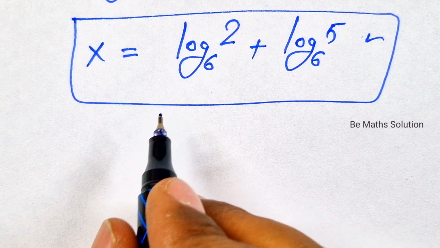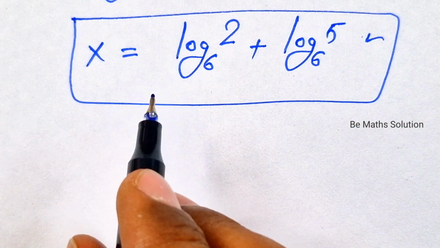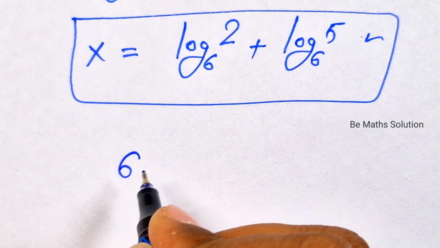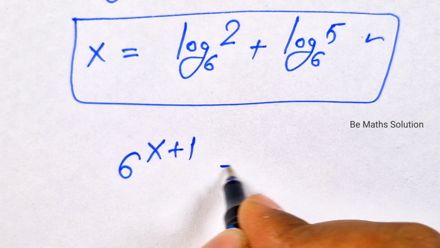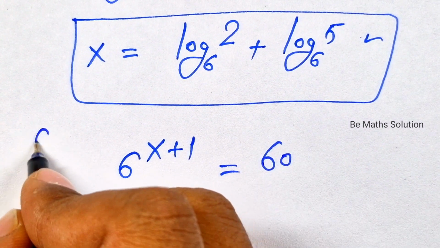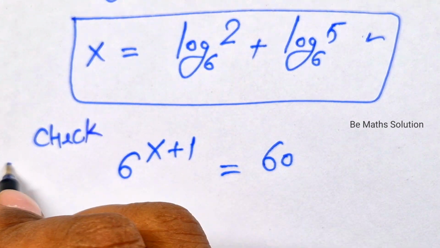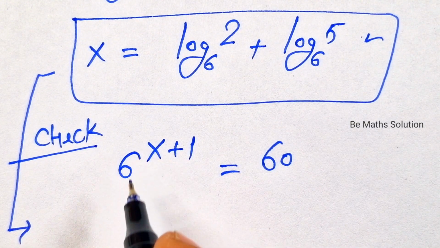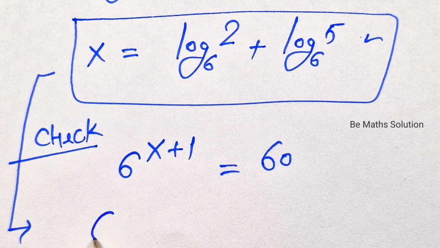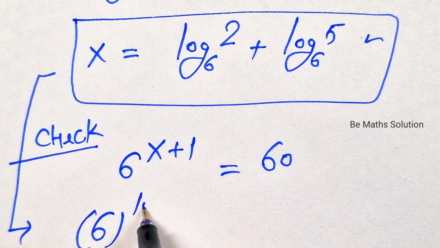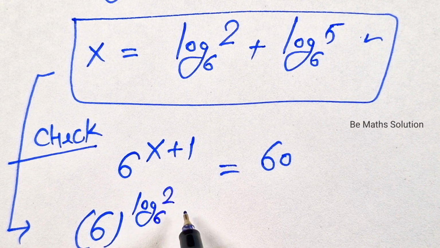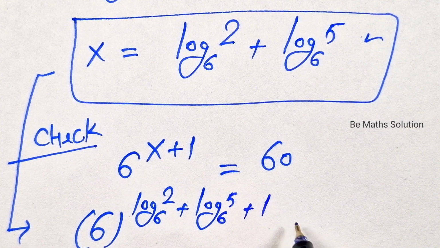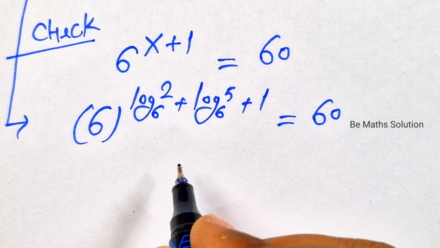Now in the next step, let's check if the answer is correct. To check the problem, which is 6 raised to power x plus 1 is equal to 60, put the value of x here. So it will be 6 raised to power log of 2 base 6 plus log of 5 base 6 plus 1 is equal to 60.